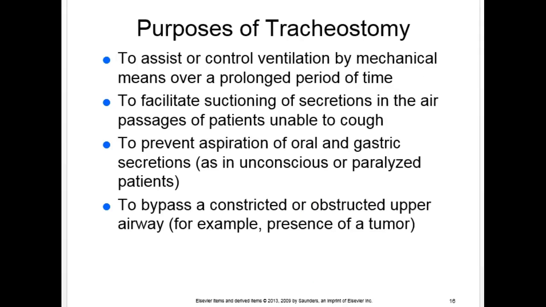Why are tracheostomies done? The purpose of a tracheostomy is to assist or control ventilation by mechanical means over a prolonged time. So if the patient needs a ventilator, a breathing machine, to help them to breathe, then a tracheostomy is placed, and then that hose from the breathing machine is attached to that tracheostomy. And this is done if the patient's going to be on a ventilator for a long period of time.